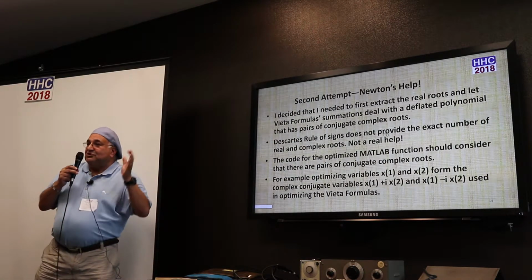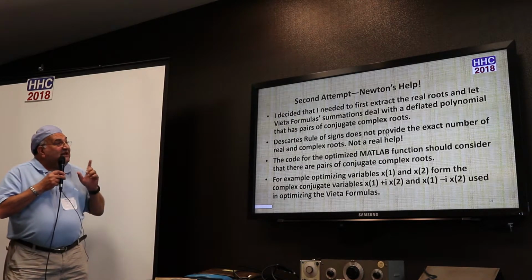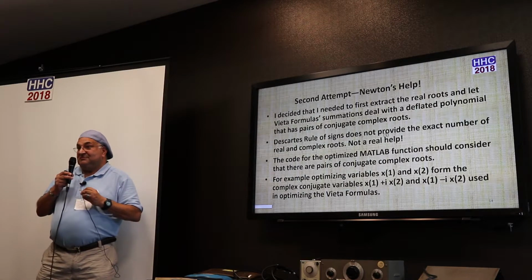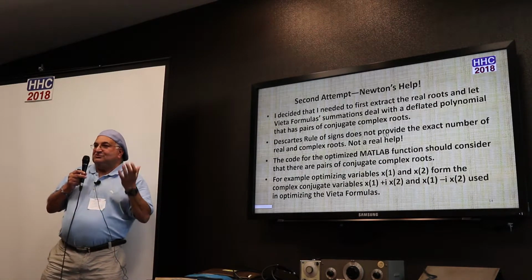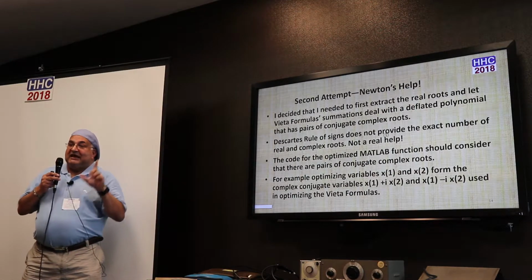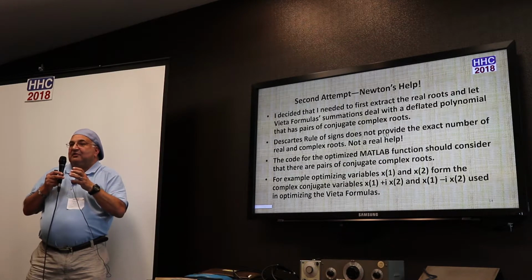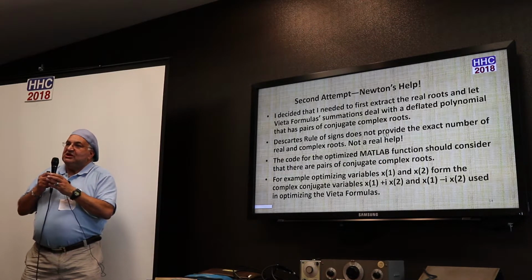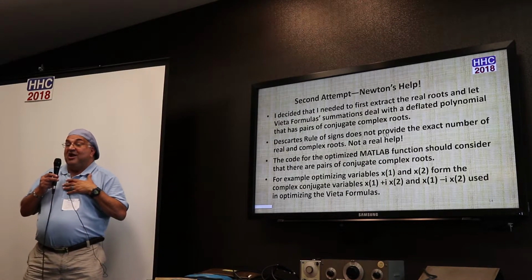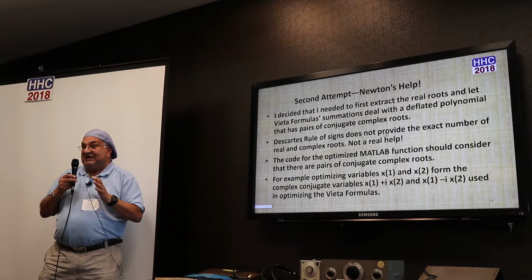So back to the drawing board, second attempt. This time I said, what I need to do is first extract the real roots, and to that I can use Newton's method. Now, working with MATLAB, and I will mention that, MATLAB supports a seamless shift between real math and complex math, something that we would have dreamed of 30, 40 years ago about machines doing.